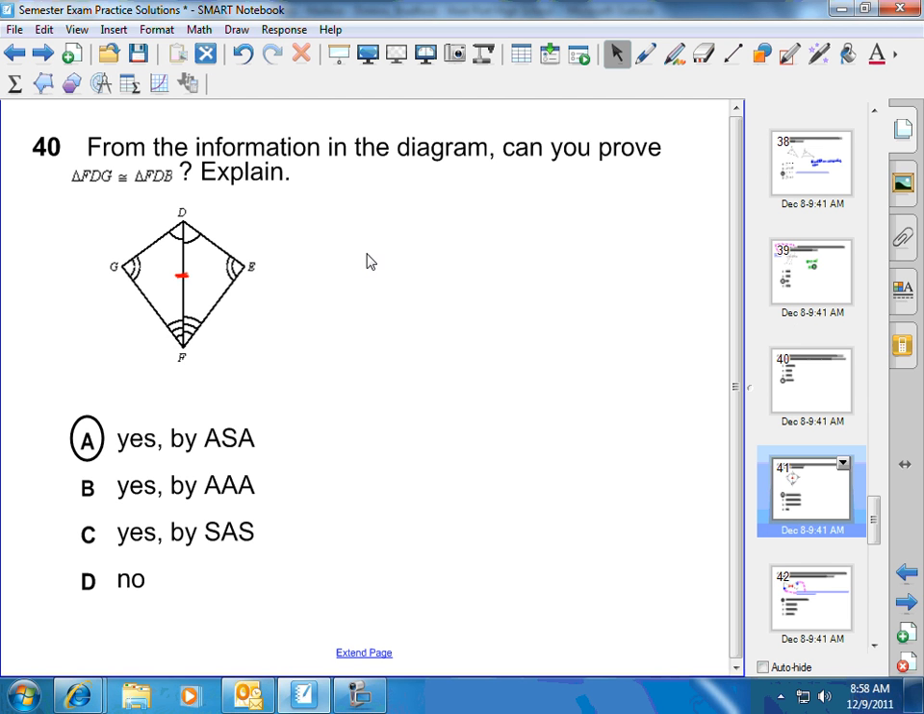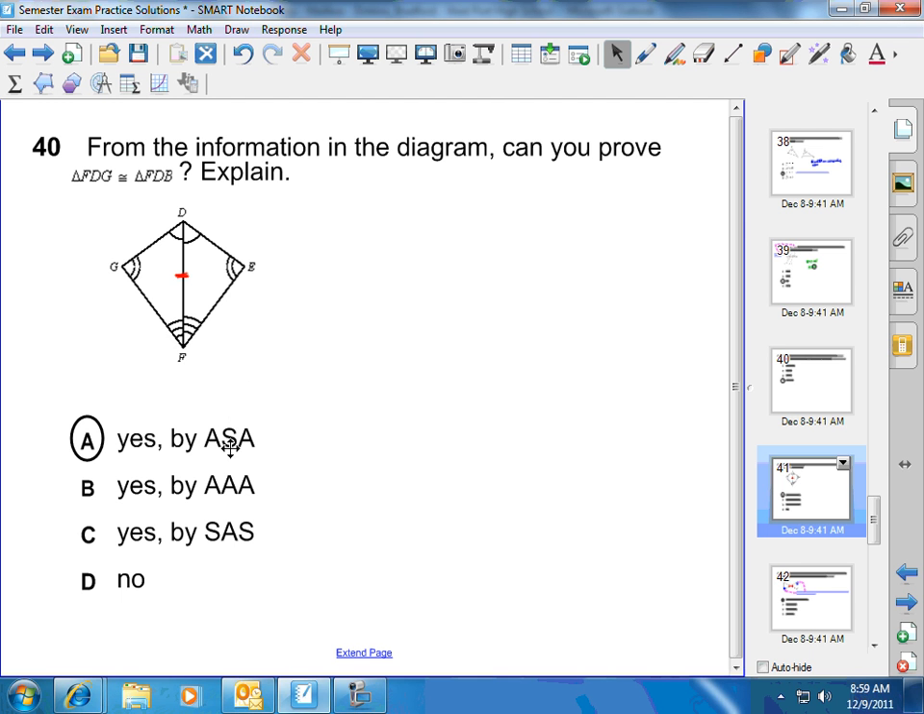But anyways, when we look at what's given, we see that all three angles of one triangle are congruent to the other. And then segment DF is shared by both triangles, so it's congruent to itself. So angle, side, angle, angle, side, angle allows us to say that these two triangles are congruent.